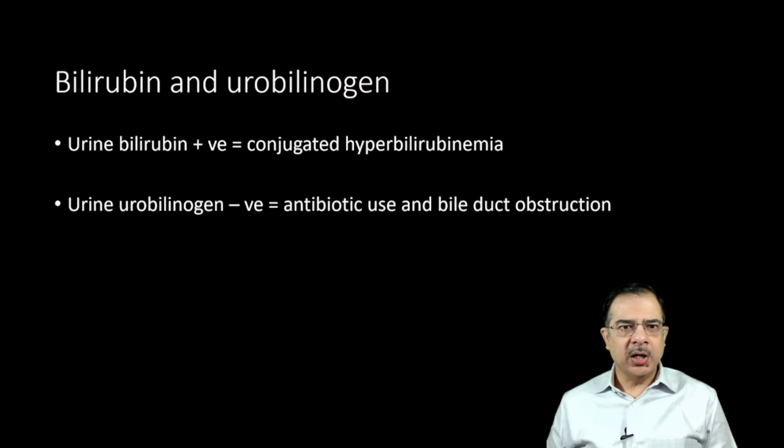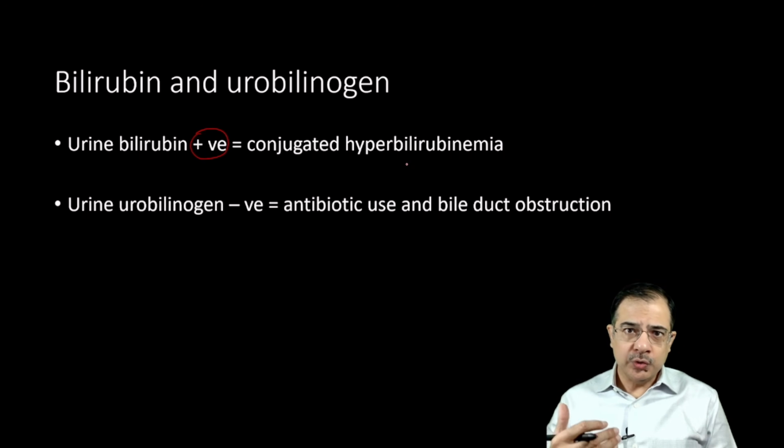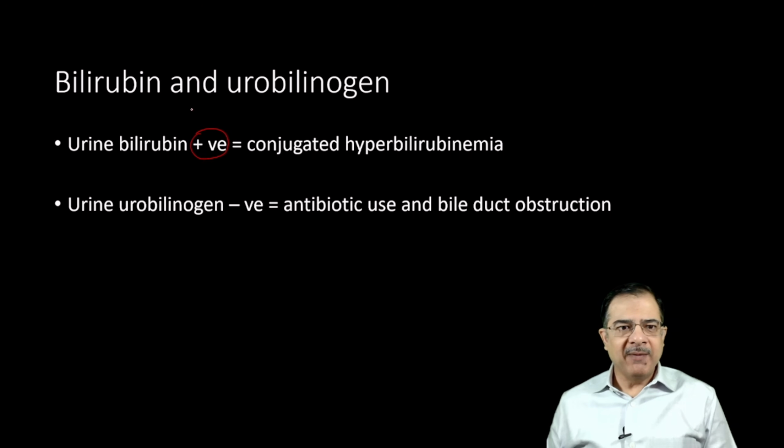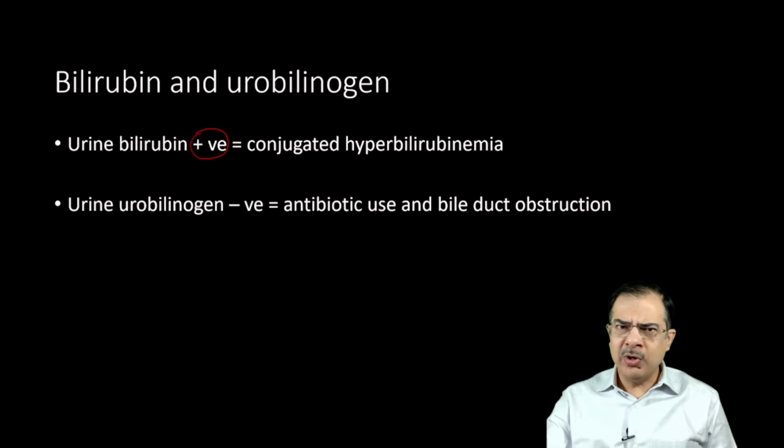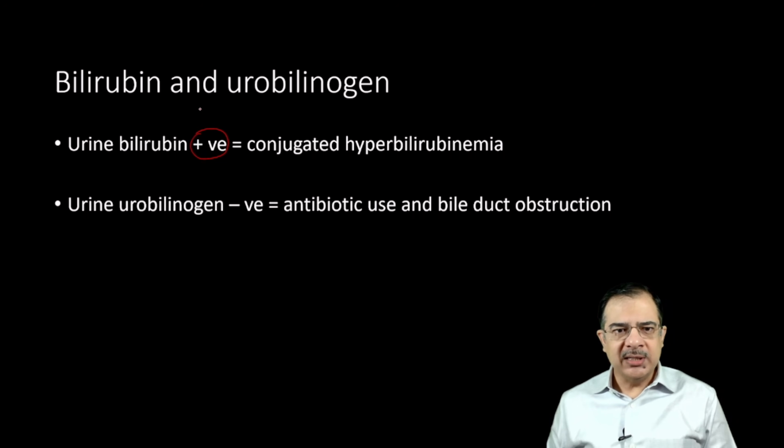Bilirubin and urobilinogen. Normally, if urine bilirubin is positive, that indicates a conjugated hyperbilirubinemia, meaning it is due to hepatitis or obstructive jaundice. While for urine urobilinogen, if it is negative, then it is abnormal. It is seen in antibiotic use because antibiotics destroy the gut bacteria which help in the formation of urobilinogen, or it could be due to bile obstruction, because bilirubin from the liver is not excreted through bile into the GIT, so it will not make urobilinogen. So these are abnormal findings in the urine.